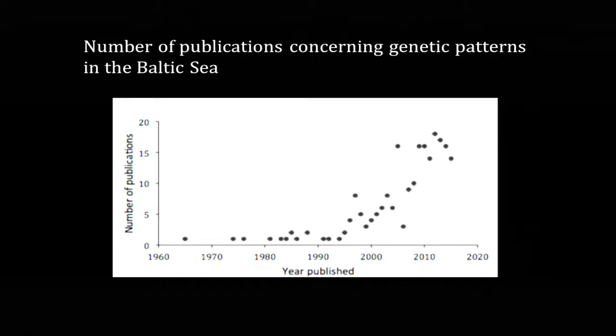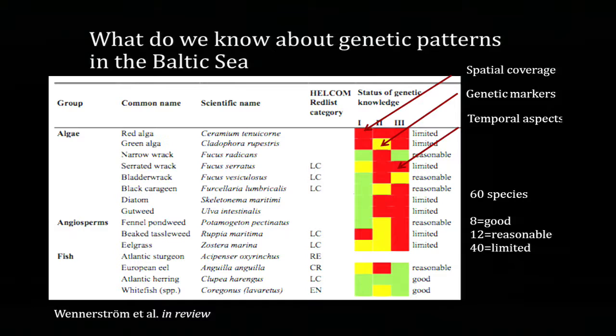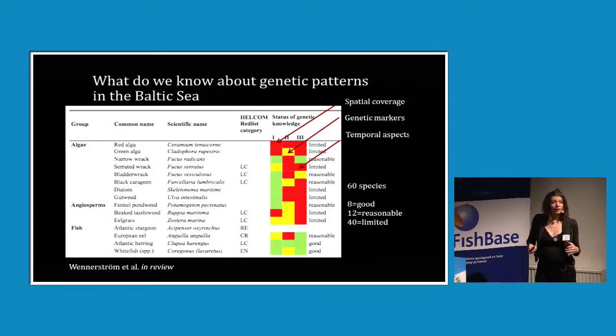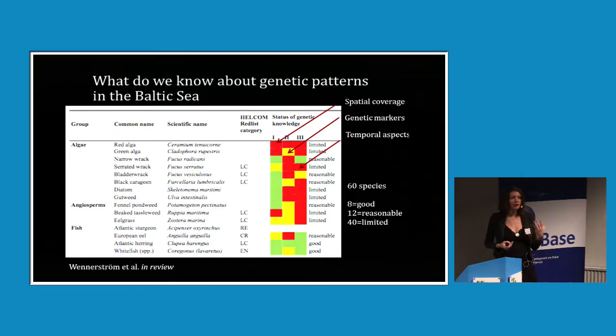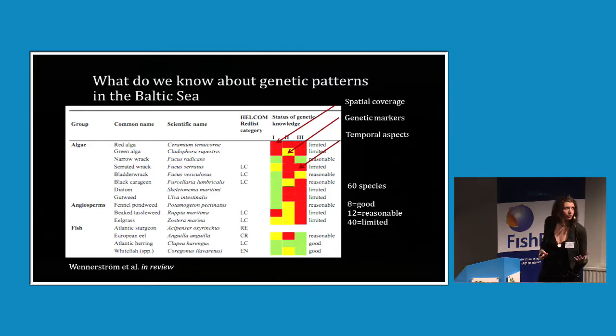And how do we give this information in a clear way to managers? So what we have tried to do is to classify the degree of genetic knowledge for species in the Baltic Sea based on, for example, how much of the Baltic Sea is covered in the studies, what type of genetic markers are used, are we looking at neutral genetic variation or adaptive genetic variation, and are temporal aspects taken into account in the studies.